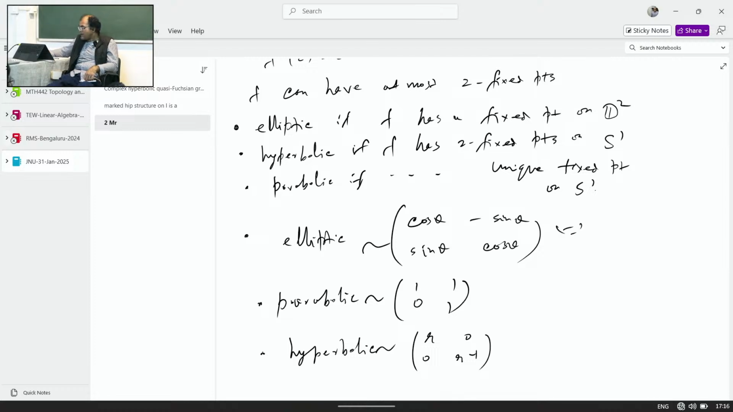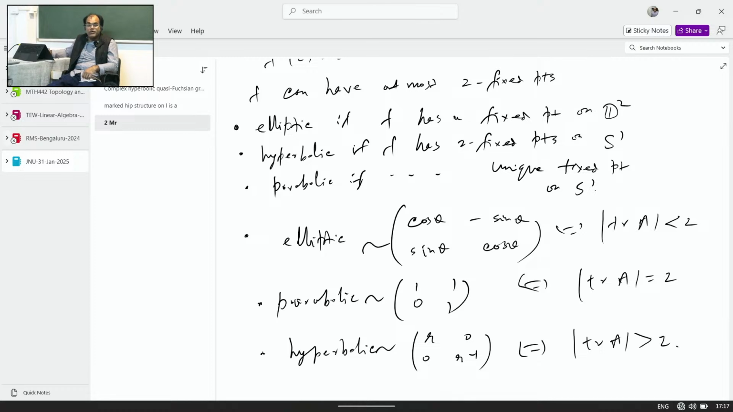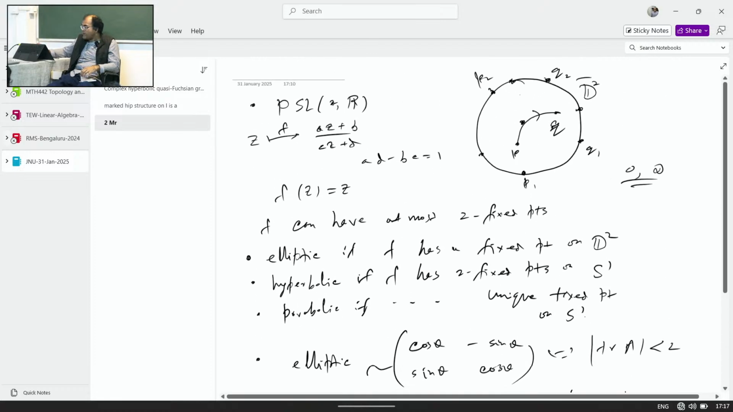And this is if and only if the trace of the element is less than 2. This is if and only if the trace of the underlying matrix is 2, and this is if and only if the trace of A is greater than 2. So this way you can even detect the types of the isometries algebraically using conjugacy invariants like trace. Fine. So now if you have a hyperbolic isometry, it fixes 0 and infinity.